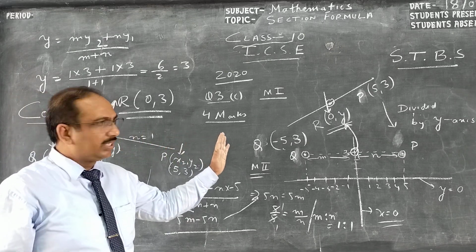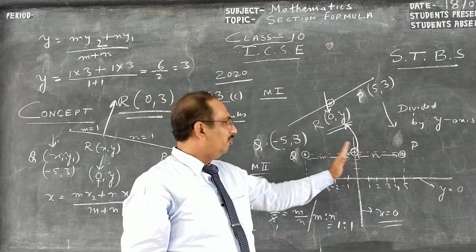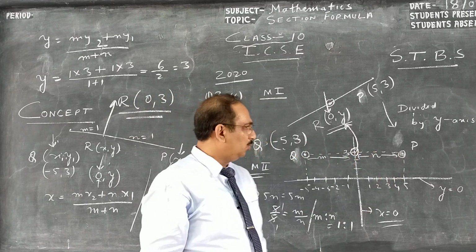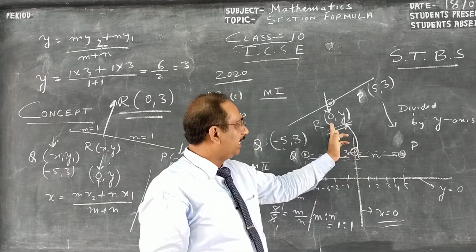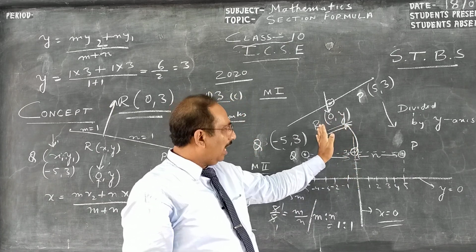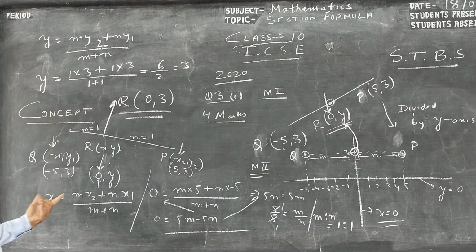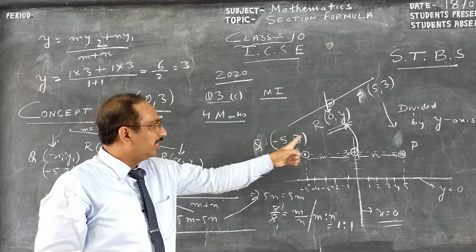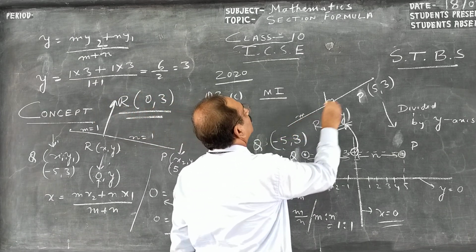This is an ICSE 2020 question. You have to find the coordinate of the point which intersects points P and Q. Since it's bisected by the y-axis, x is 0. Let this point be R and the coordinate is (0, y). With the help of the 0, the x coordinate over here, we get the ratio m:n.